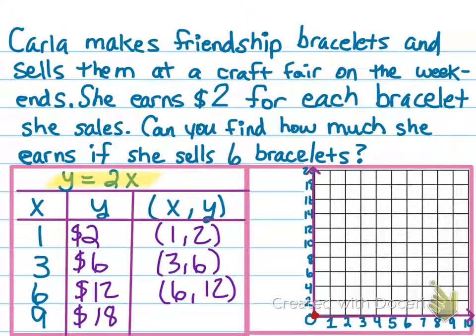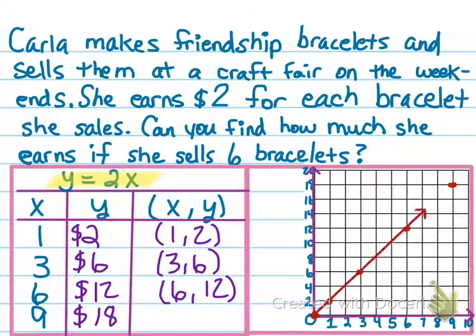I want to plot a point. If she sells 1 bracelet, she will make $2. So I'm going to find the ordered pair 1, 2. Then the ordered pair 3, 6, and the ordered pair 6, 12, and the last one would have been 9, 18. Now, just like with our additive patterns, the multiplicative pattern creates a straight line. So I can make a line through all of these points.